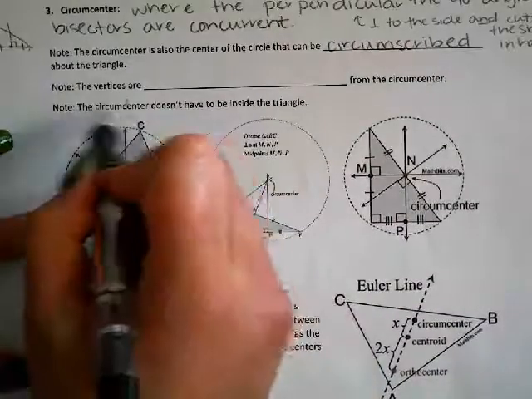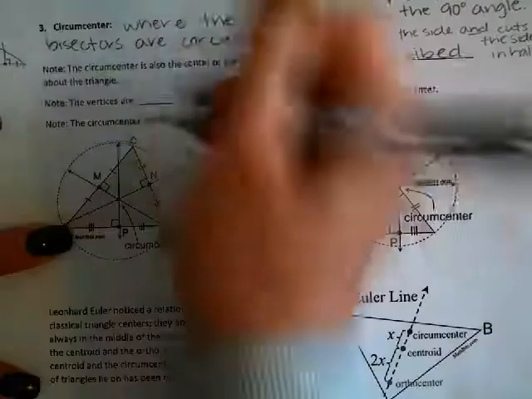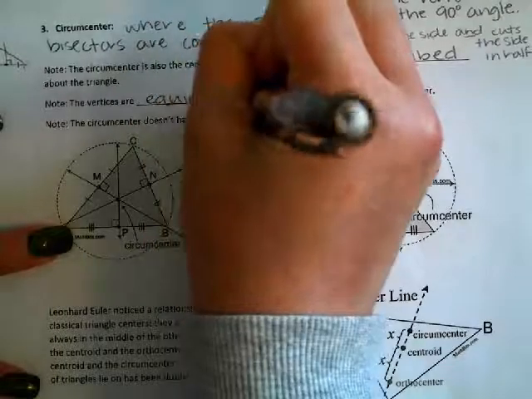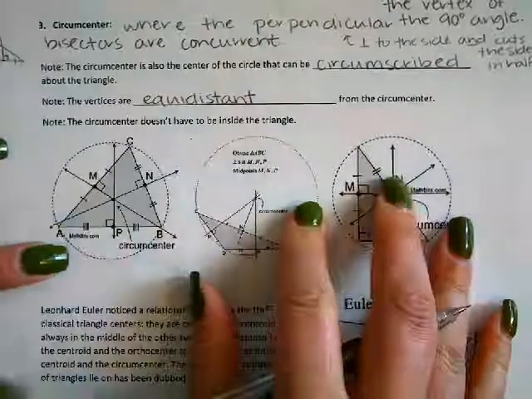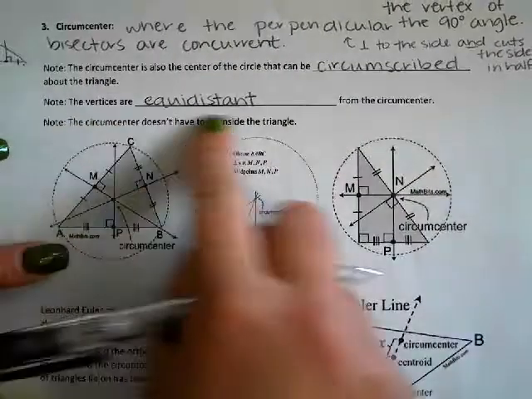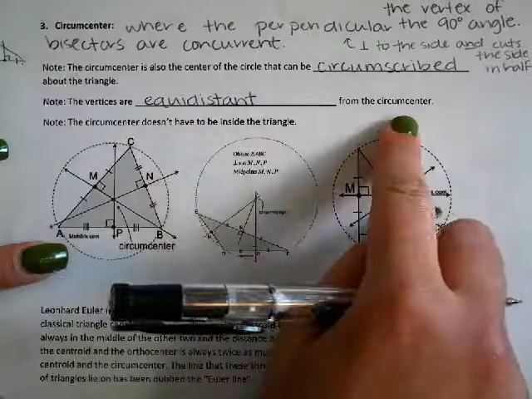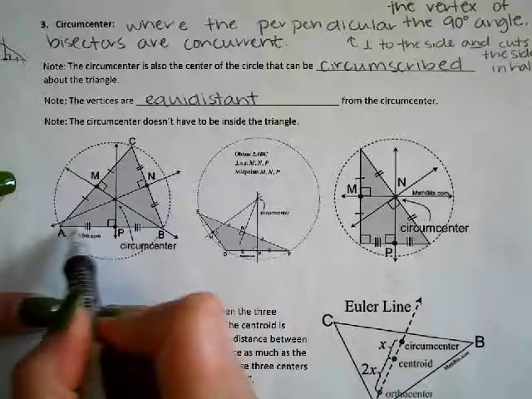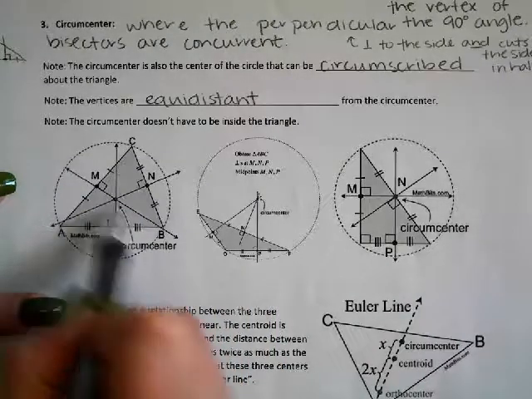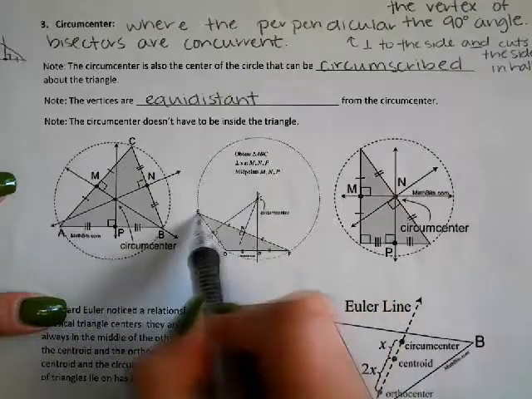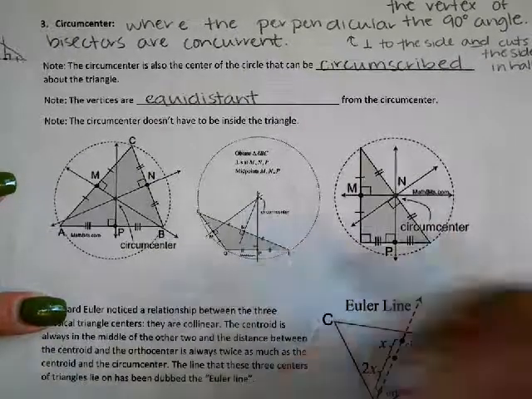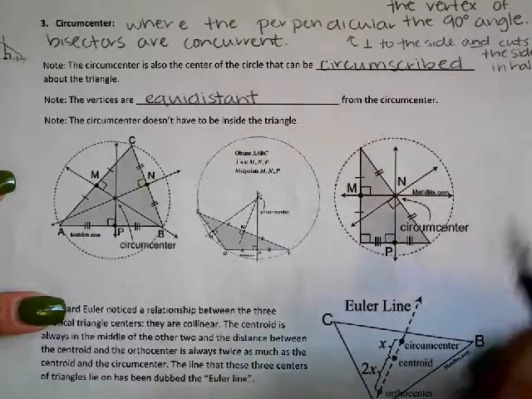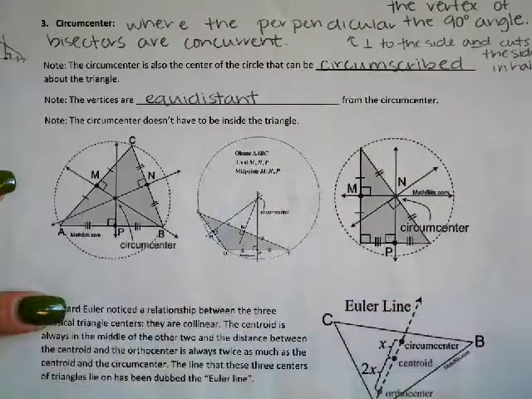All right, so the vertices are equidistant from the circumcenter, and this is the very mathy part that's going to end up showing up in our problems on our worksheet, that the distance from here to here is the same as the distance from here to here is the same as the distance from here to here. It's something that is subtle and it's easy to not notice. Okay, so the vertices are equidistant from the circumcenter.